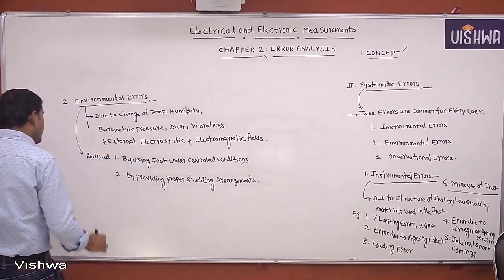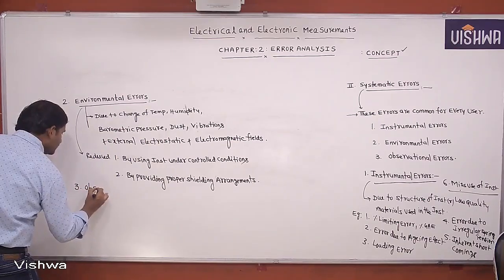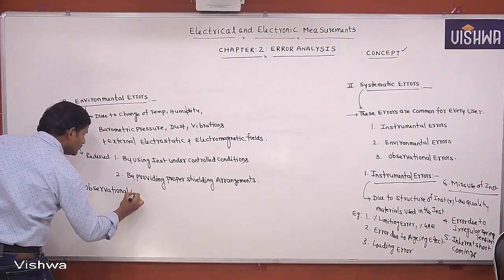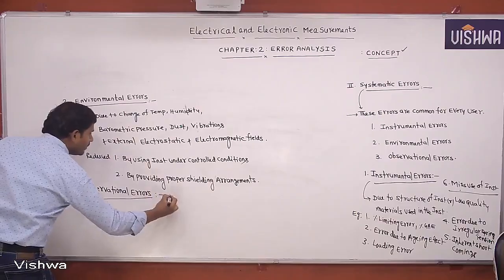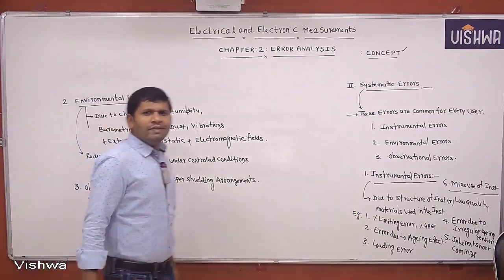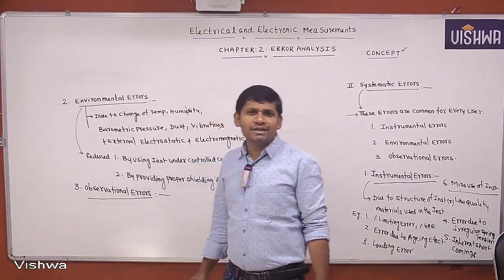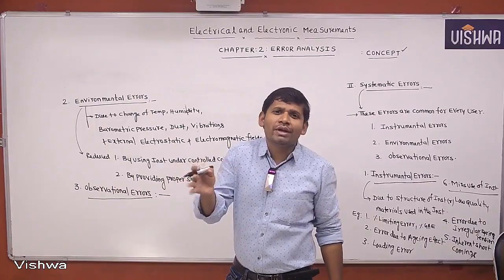Then the third one is observational errors. Tell me, what is the reason for observational errors? The reason for observational errors is, these are the errors due to improper methodology incorporated in the instrument.